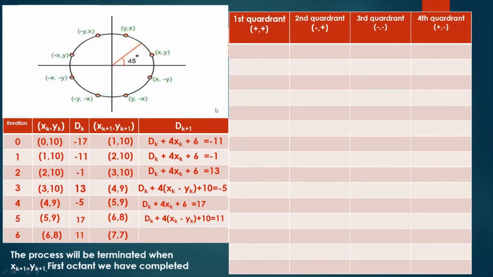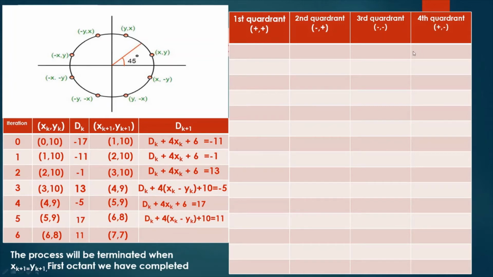See here, see my cursor here: value of x and value of y, value of next x and value of next y. At this point, value of x and value of y is same. So our first octant is completed here.